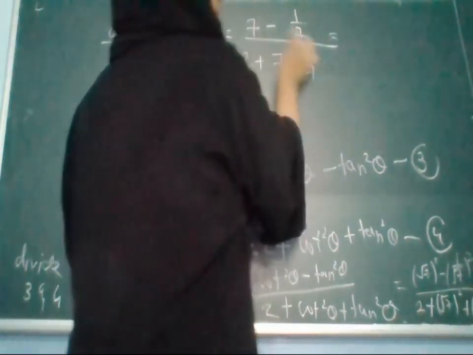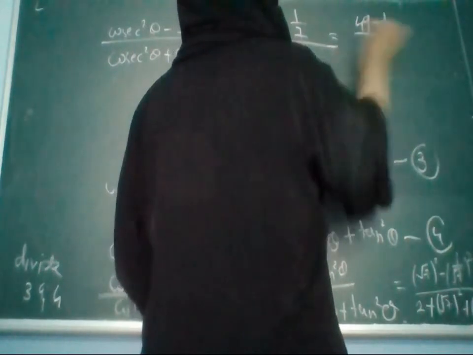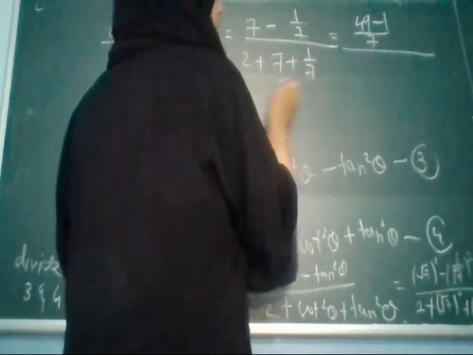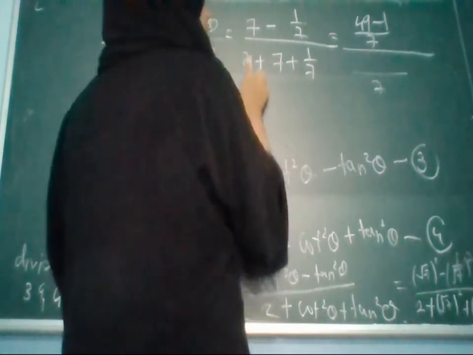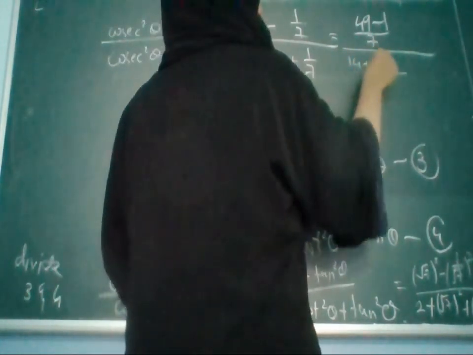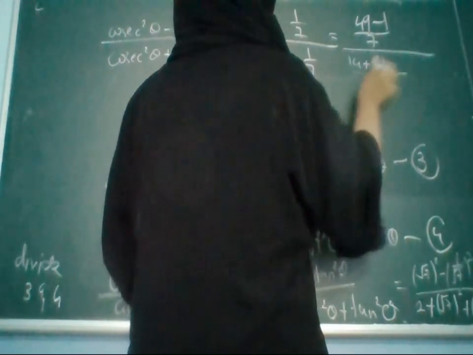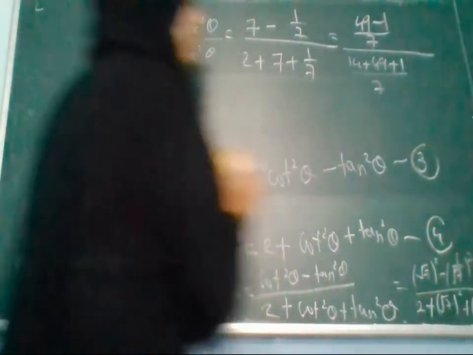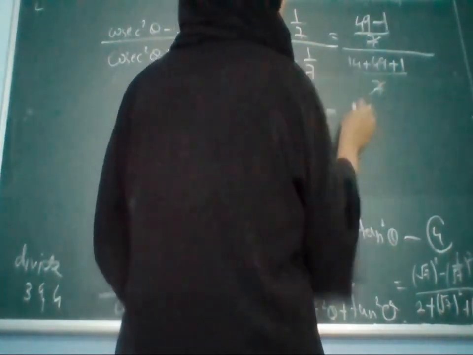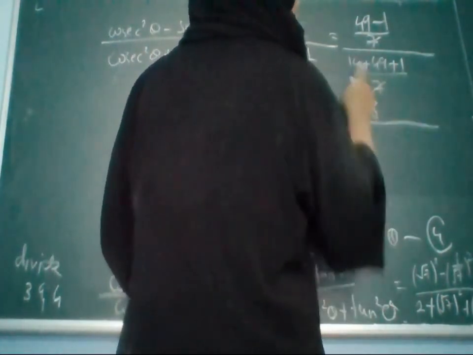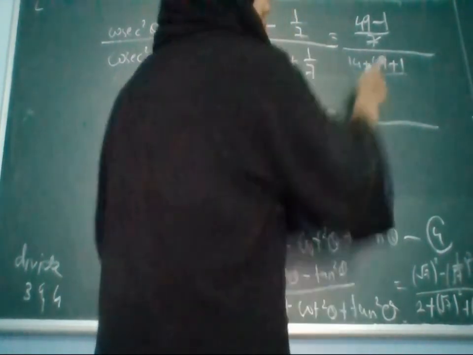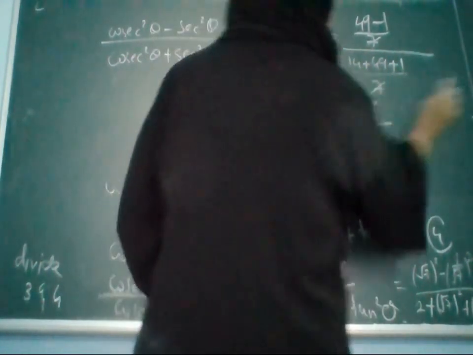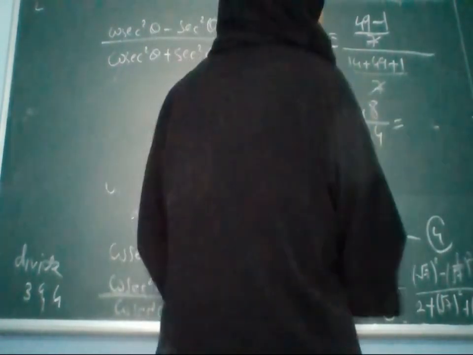Which is equal to 7 7s are 49 minus 1, divided by 7, and here we will take 7 as LCM. So here it will be 14 plus 1 plus 14 plus 7 7s are 49 plus 1. Okay, so I have taken LCM 7, so you can see this 7 cancels. 49 minus 1 is 48. Now here 49 plus 1 is 50, so 48 upon 64. You can divide it by 2.